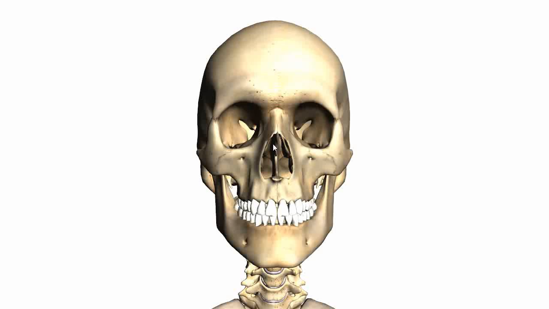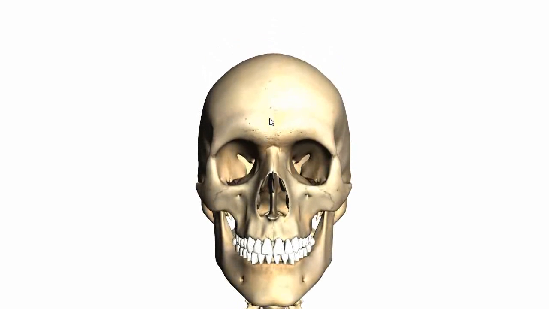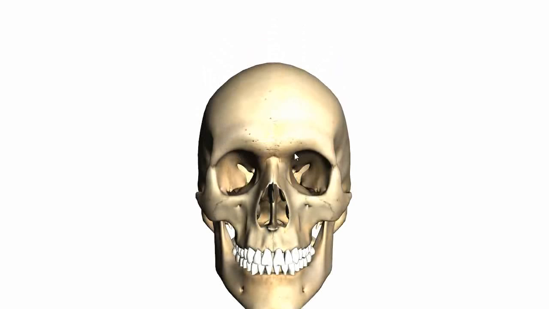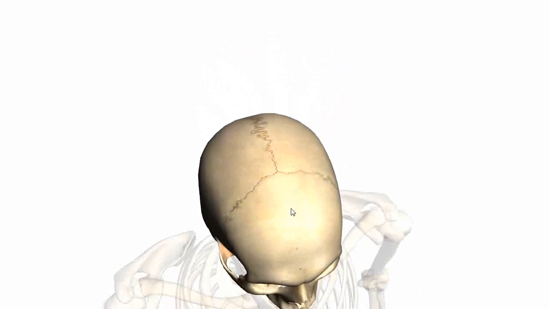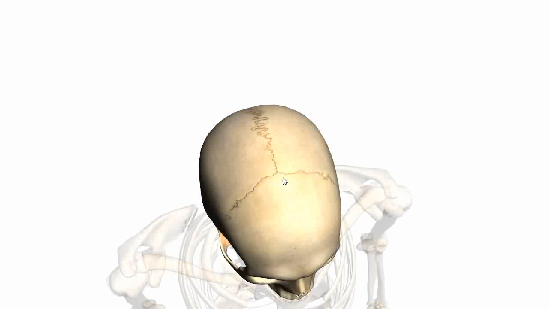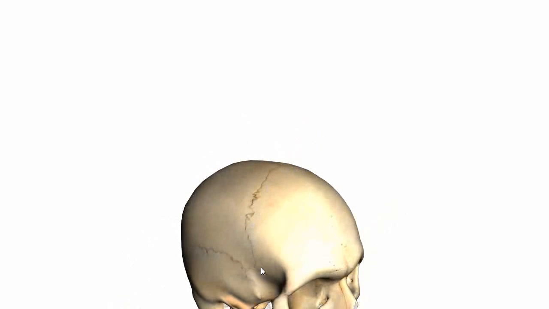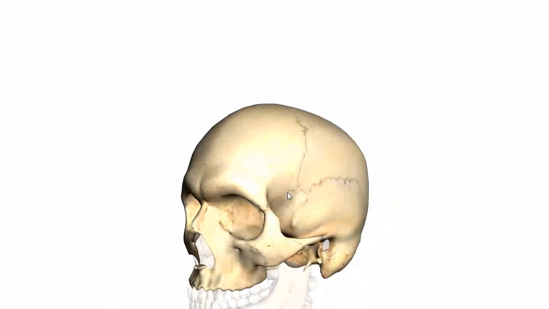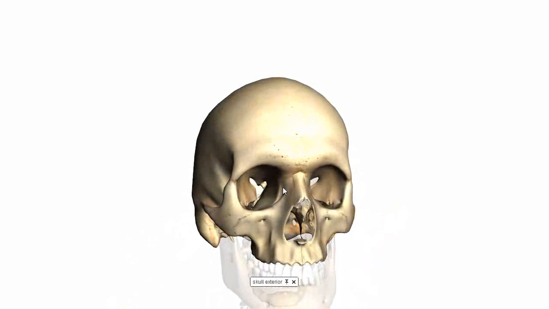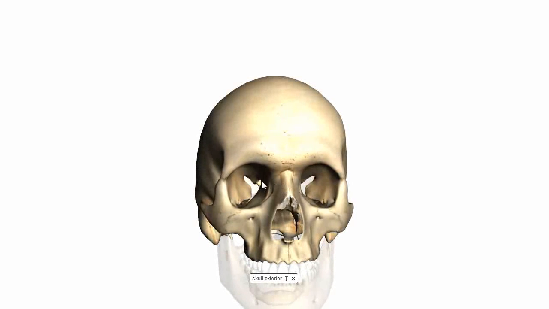First I'm going to talk about the frontal bone. So you can see this big bone here is the frontal bone, and it's separated from the parietal bone by this suture. So this is the frontal bone, all of this, and it makes up the upper margins of the orbit, laterally and medially.